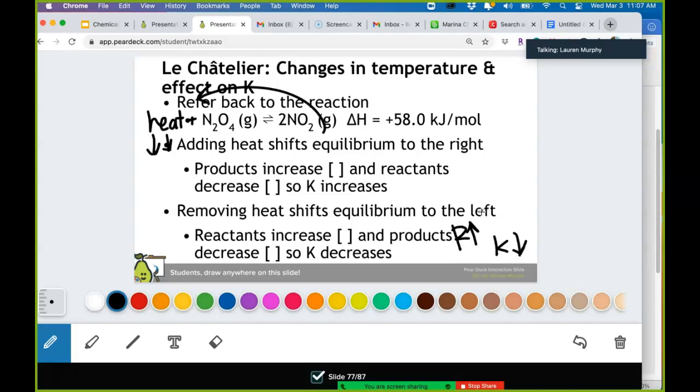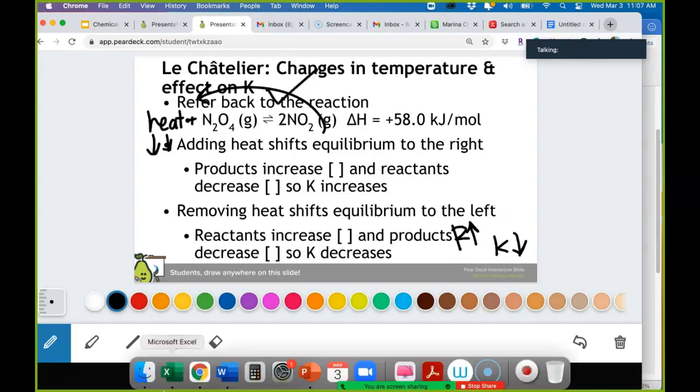You need to be careful. This is only true for this reaction. You can't memorize this, is what I'm saying, because heat is not always a reactant. It's also sometimes a product. That means the reverse of this would be true if heat was a product or exothermic.